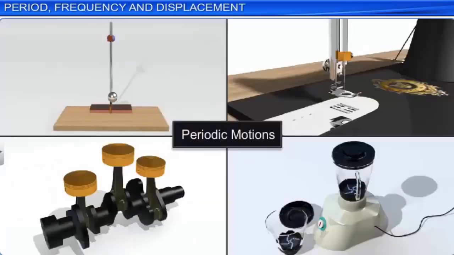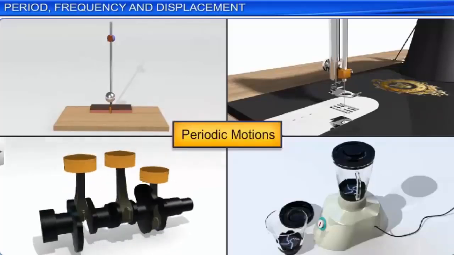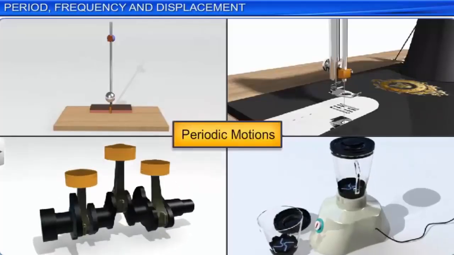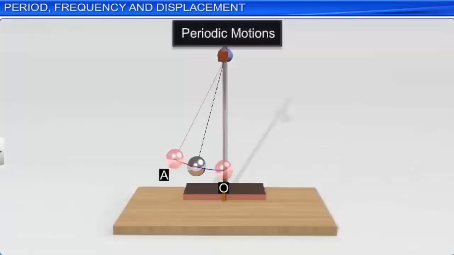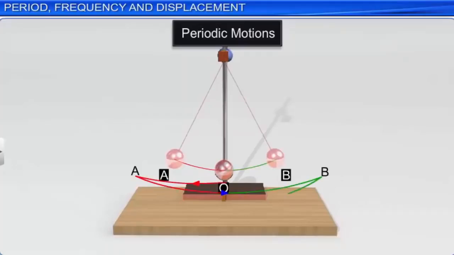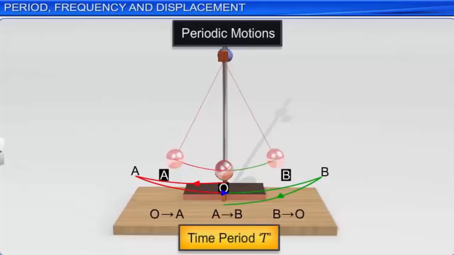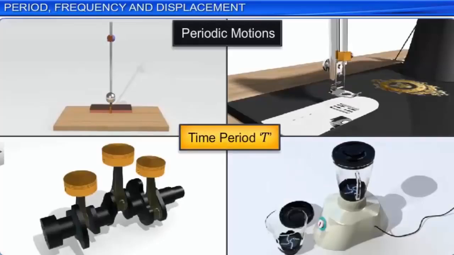As you learned earlier, all oscillatory motions, like that exhibited by a pendulum, are periodic motions. The smallest regular fixed interval of time, after which the motion of a body in oscillatory motion repeats itself, is called the periodic time or time period, denoted by t. Time period t is measured in seconds.